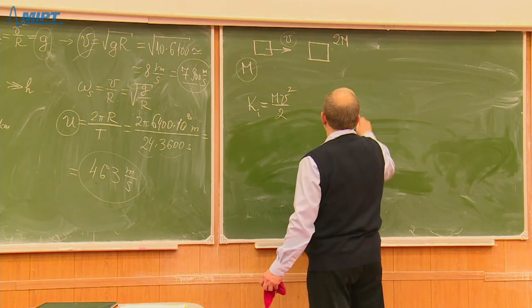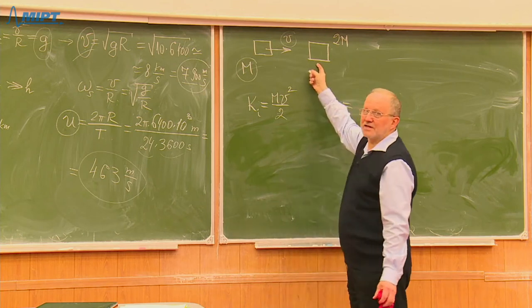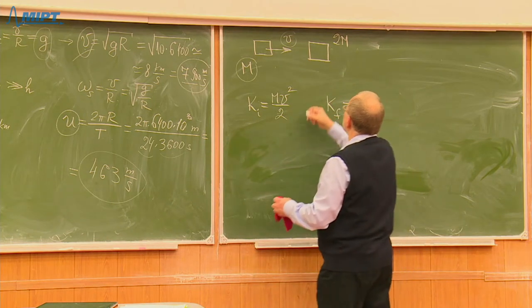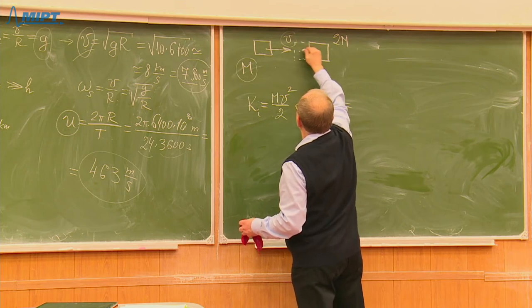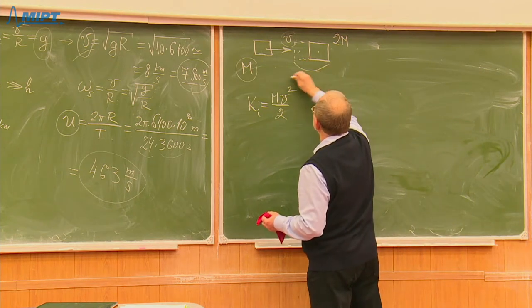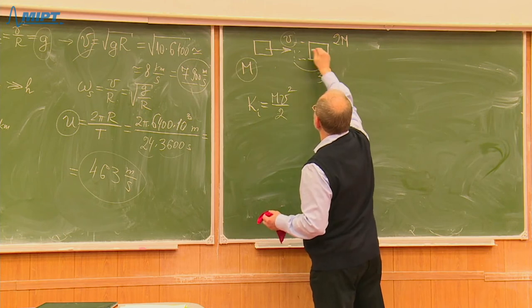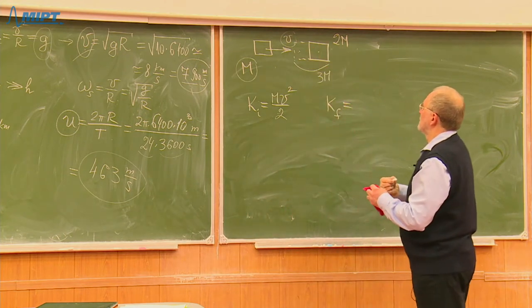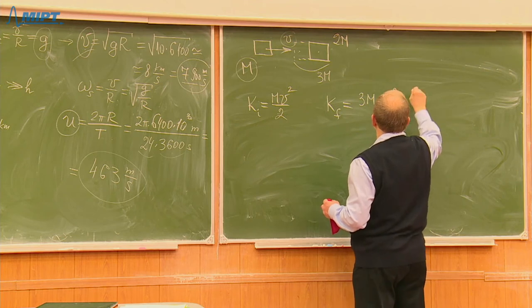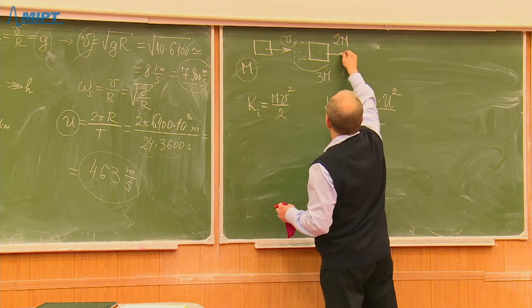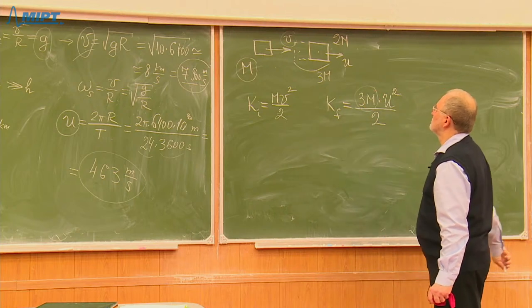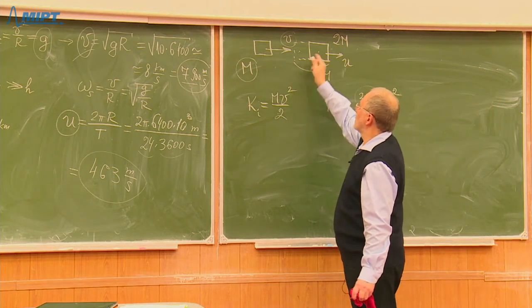Final kinetic energy will be after the collision. What do we know about the collision? The collision was absolutely inelastic. It means that the two bodies stuck together after the collision, and they moved as a whole, as a single object. So the total mass after the collision will be m plus 2m, that is 3m, times the final velocity of the system squared over 2. So the system after collision will have some velocity u. That will be the final velocity. The total mass of the moving body will consist of two bodies stuck together.